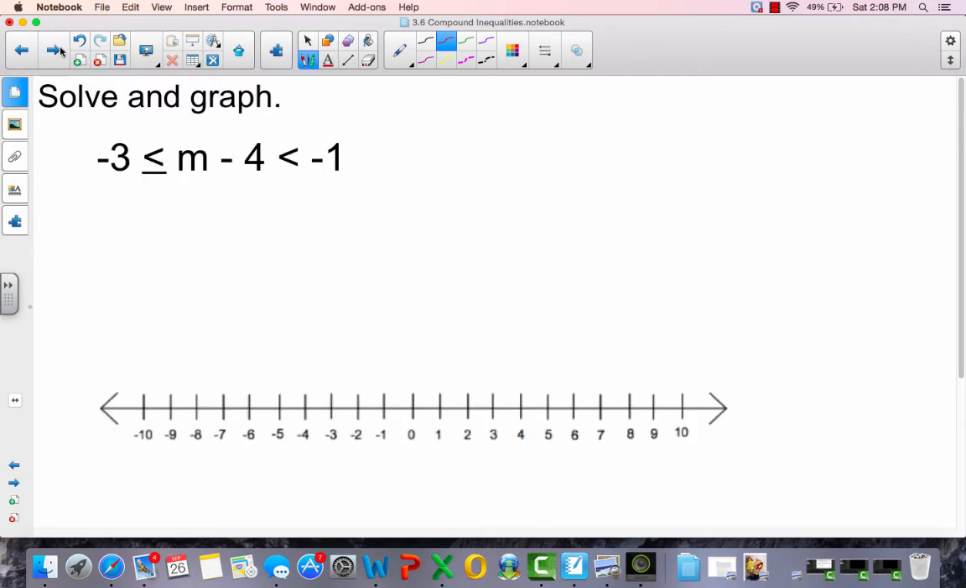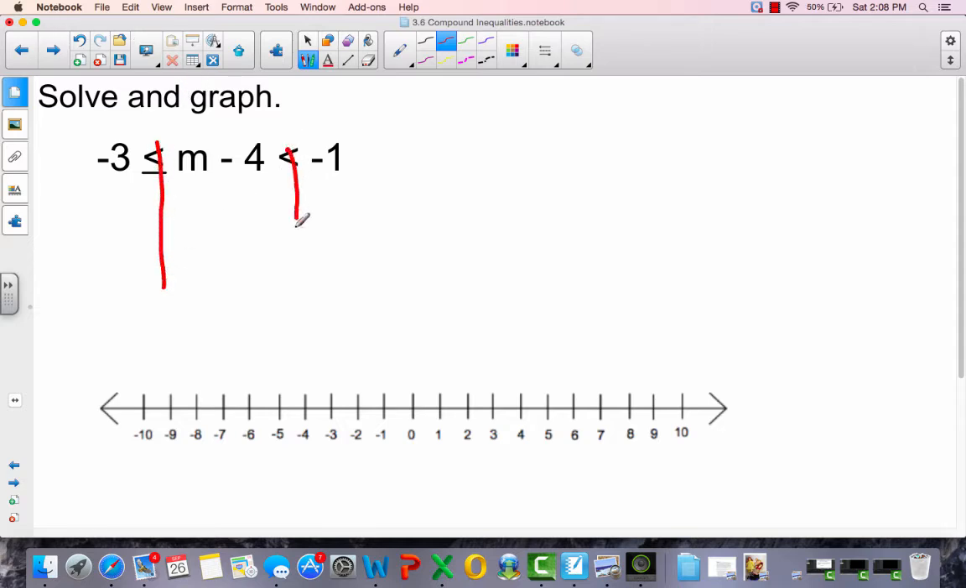Solving a compound inequality. Now, this is going to be fun because you get to do two things at one time. And what more could you ask for in algebra than to get to do things more than one at a time? We've got: solve and graph the following inequality. It's a compound inequality. Negative 3 is less than or equal to m minus 4, and m minus 4 is less than negative 1. So what we do is we solve simultaneously.